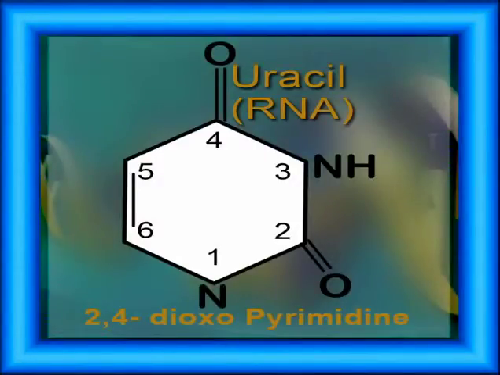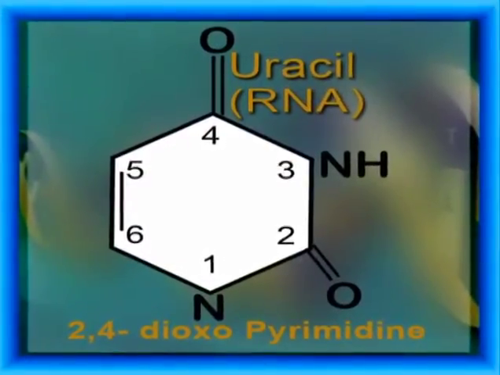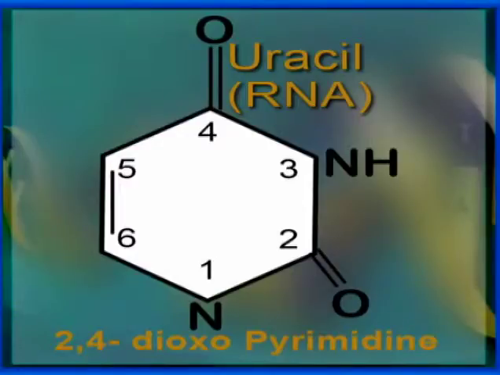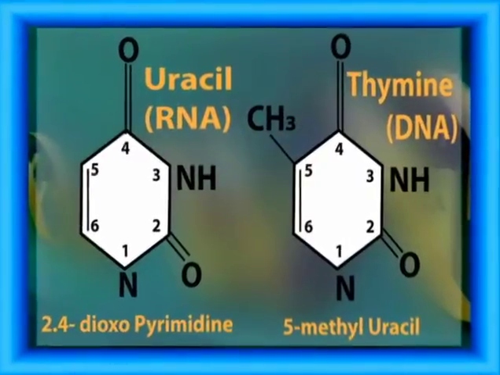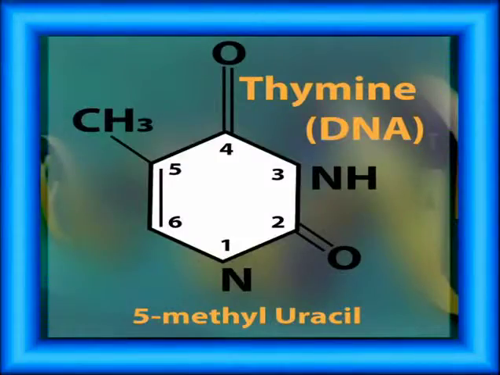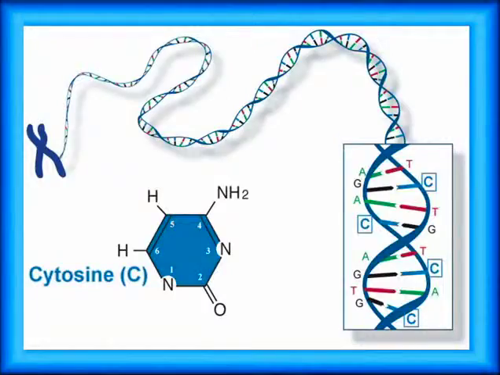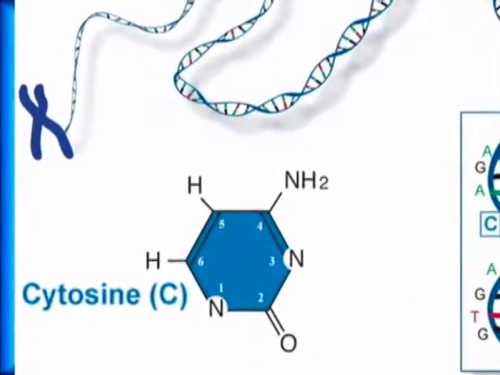Only rarely does thymine occur in RNA or uracil in DNA. In uracil, a keto group is present at the 2nd and 4th carbon. So, it is 2,4-dioxopyrimidine. The only difference between uracil and thymine is the presence of a methyl group substituted at position 5. Thus, thymine can also be called 5-methyl uracil. In cytosine, a keto group is present at the 2nd carbon and an amino group at the 4th carbon. So, it is 2-oxo-4-aminopyrimidine.